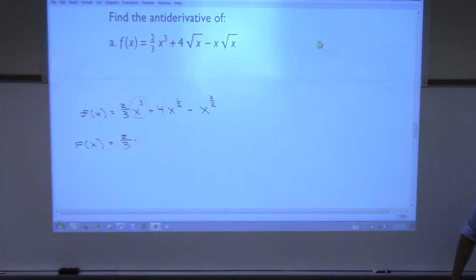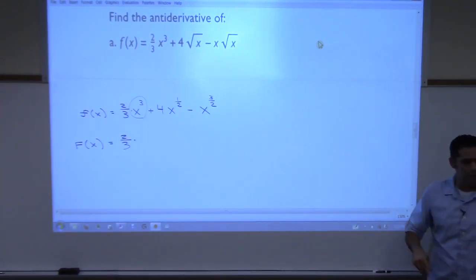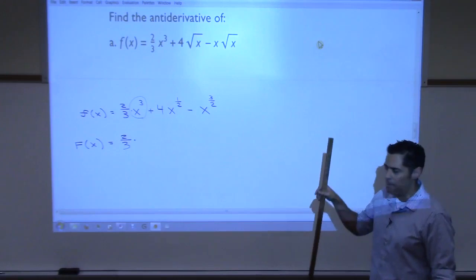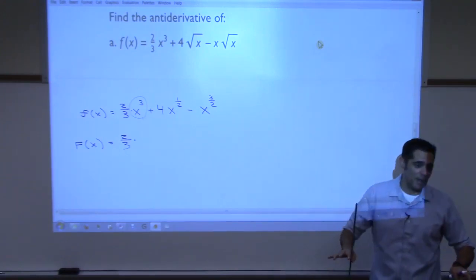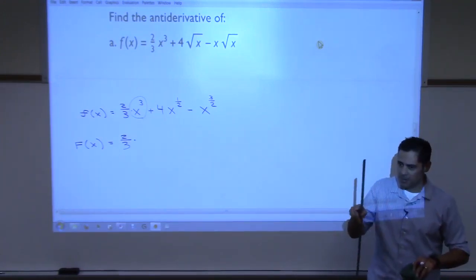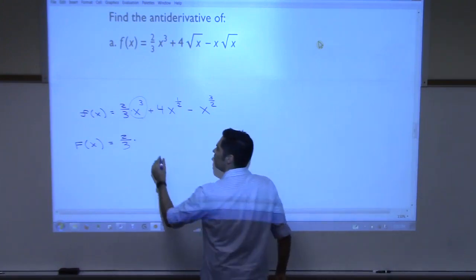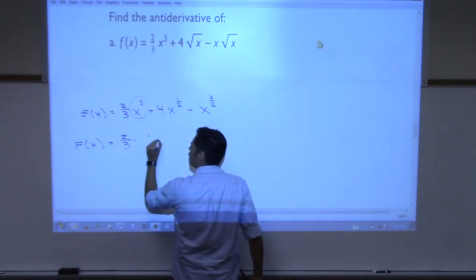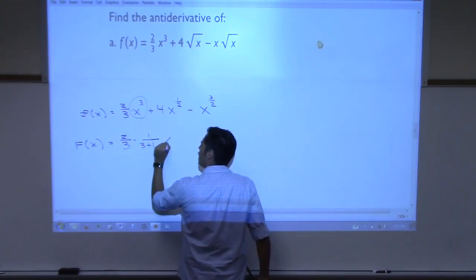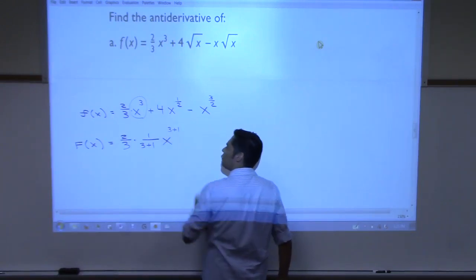The power here is 3, so I'm going to use the formula, 1 over n plus 1, x to the n plus 1. And this is our first example, so I'm going to really take my time through this one, show all the little pieces. But as we proceed, I won't. So I'm going to be doing 1 over n plus 1, so 3 plus 1, x to the 3 plus 1. Right? That's what I'm doing there.